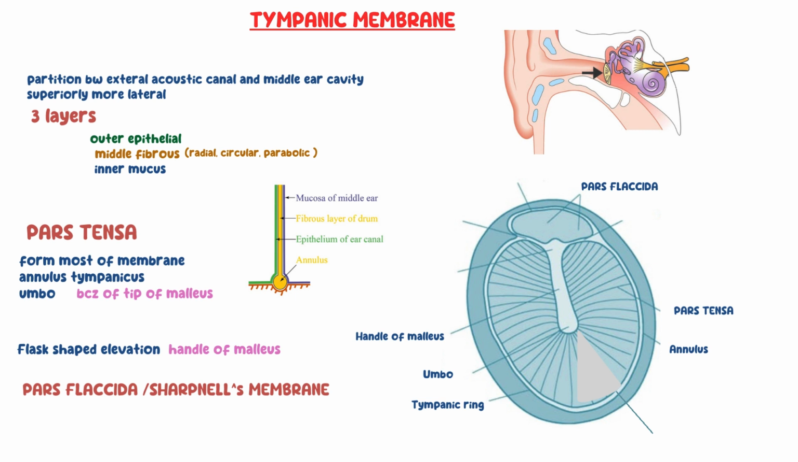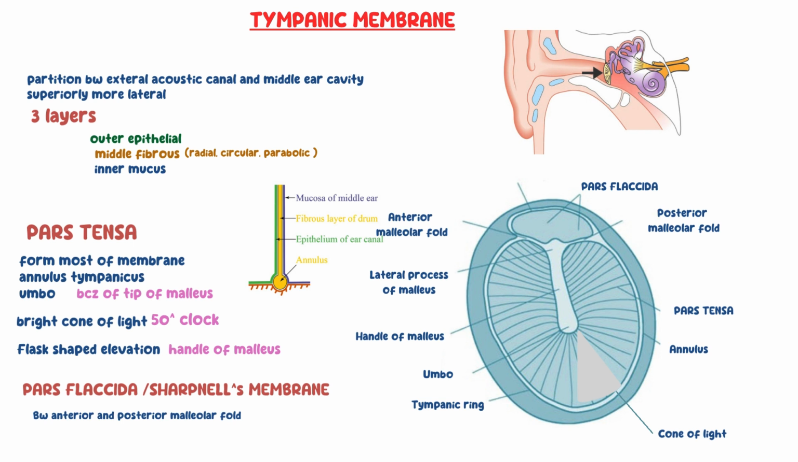When we examine the pars tensa with the help of otoscope, then there is a portion that reflects the light. This is known as the bright cone of light. It is mostly present at the 5 o'clock position. This position is important because it becomes abnormal in many diseases. Now, the attachment of lateral process of malleus causes the formation of anterior and posterior malleolar fold, which enclose the pars flaccida and separate it from the pars tensa. Pars flaccida is also known as the Shrapnell's membrane. There is a small defect on the posterior lining of annulus ring known as the notch of Rivinus.